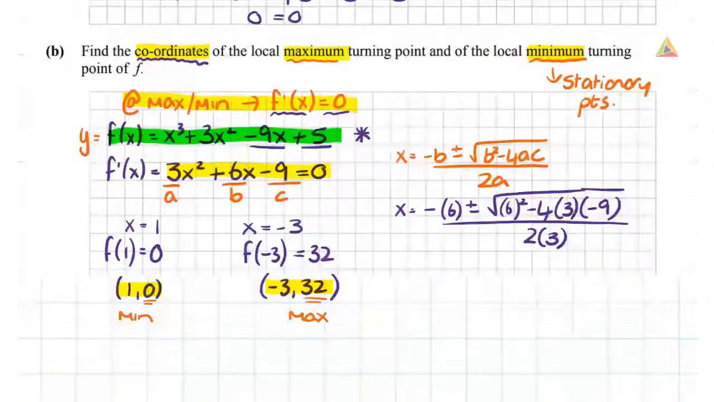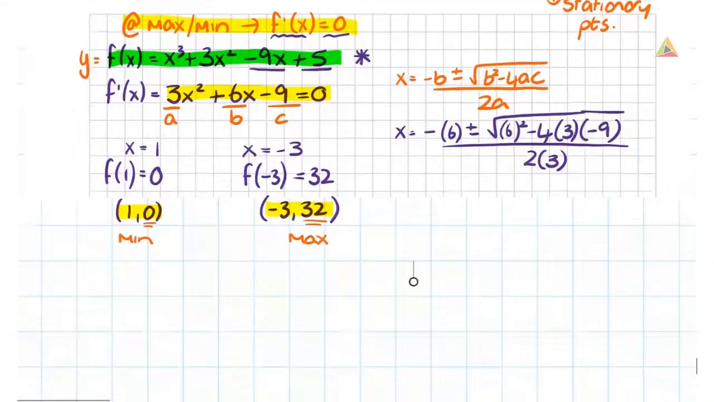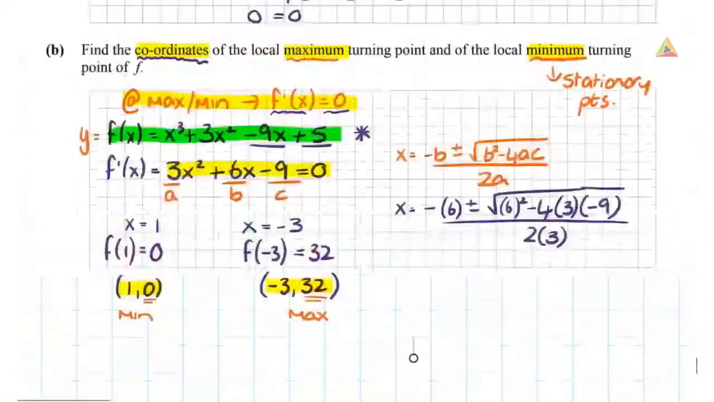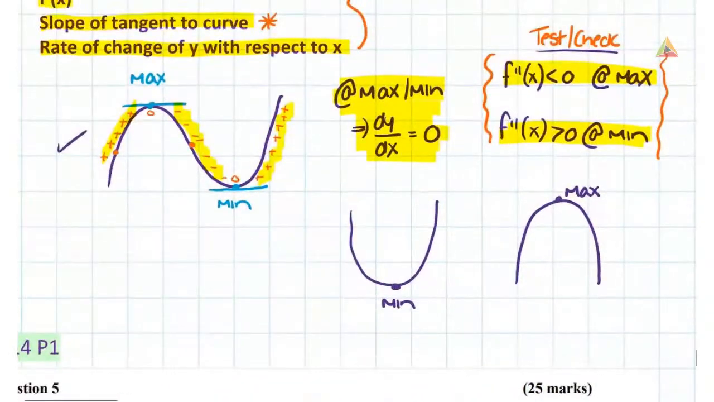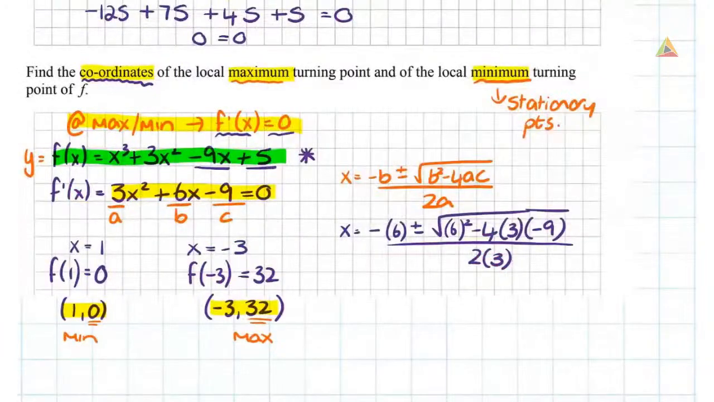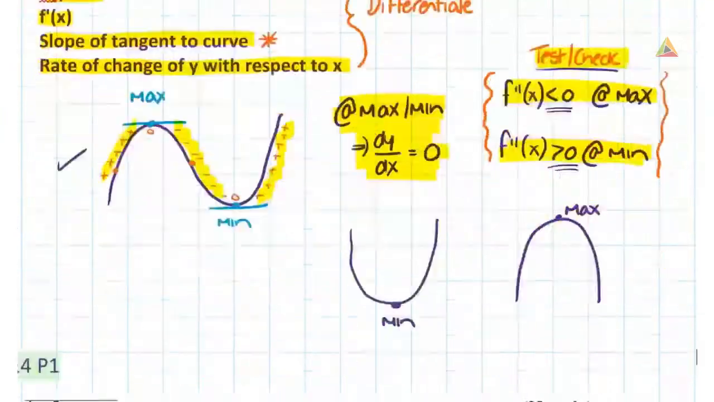But we're going to just double check just to ensure that we have achieved all of our marks that we can. So remember what we said back up here. We use this test or this check to see which is the max and which is the min. So we're going to work out the second derivative, and we're expecting when we sub in the value of x, that it's going to be negative at the max and it's going to be positive at the minimum point.